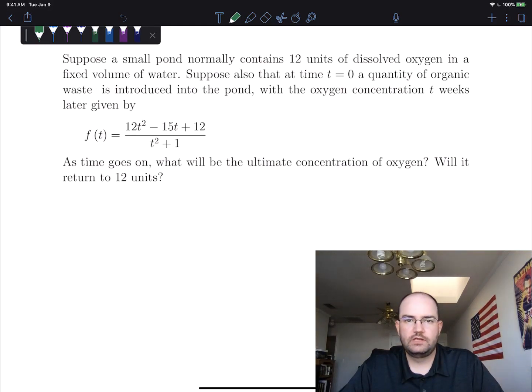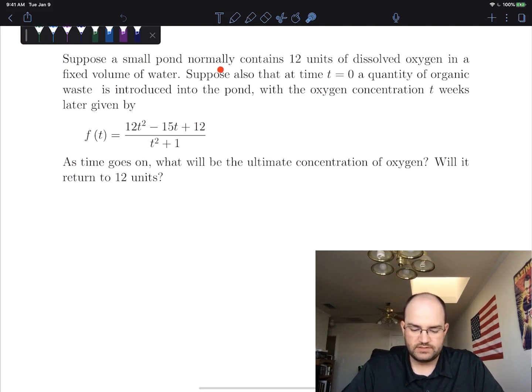Hello. In this video, we're going to look at an application. Suppose a small pond normally contains 12 units of dissolved oxygen in a fixed volume of water. Suppose also that at time t equals 0, a quantity of organic waste is introduced into the pond, with the oxygen concentration t weeks later given by f of t equals (12t squared minus 15t plus 12) all over (t squared plus 1). As time goes on, what will be the ultimate concentration of oxygen? Will it return to 12 units?